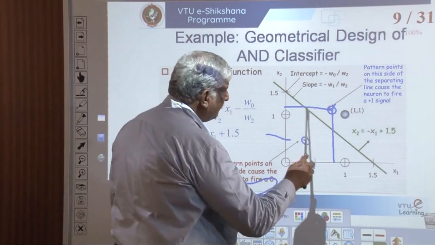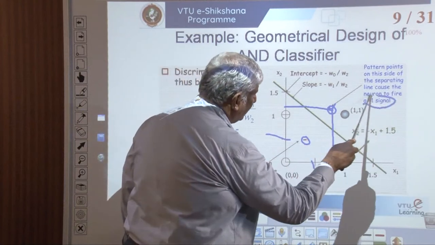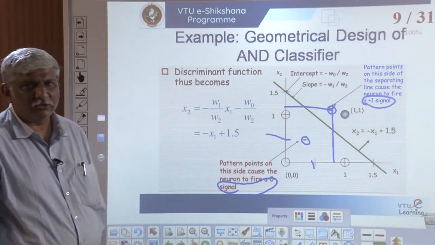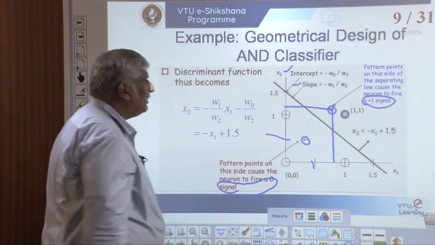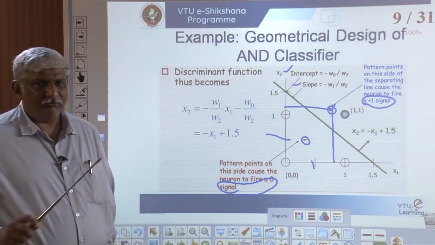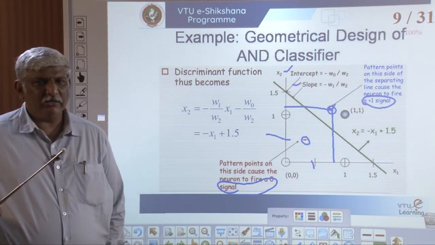And in this case, whenever the point comes on the right hand side of this particular scope, then I will be having a 1 output coming here. So, in that case, I am taking the intercept and the slope. So, it can be called a linearly separable function. So, the geometrical design of an AND classifier can be linearly separable, fine.